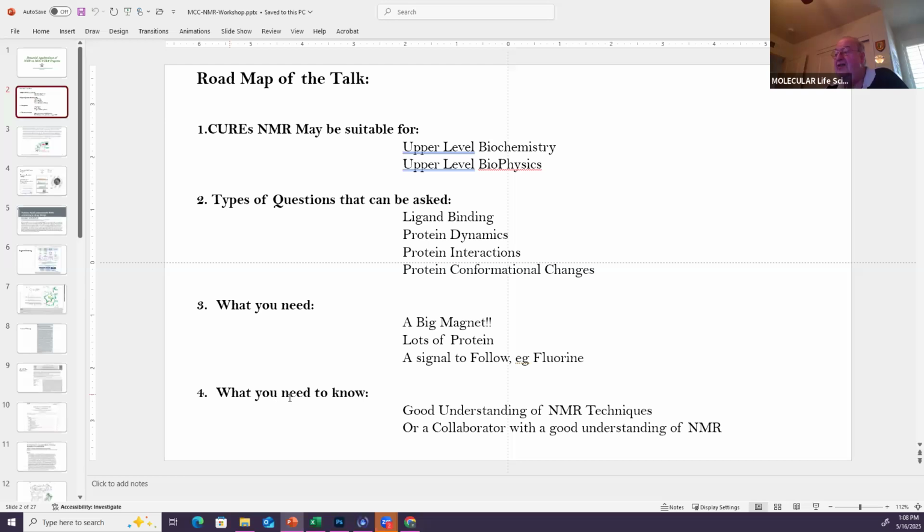You either need to be somebody that already has a good understanding of NMR techniques and has used NMR, or you need a collaborator with a good understanding of NMR. As you'll see, I'm a sometime user of NMR, but without a good NMR person in the department who's happy to collaborate, it would be hard to do a real cure class that really integrates NMR into the course.